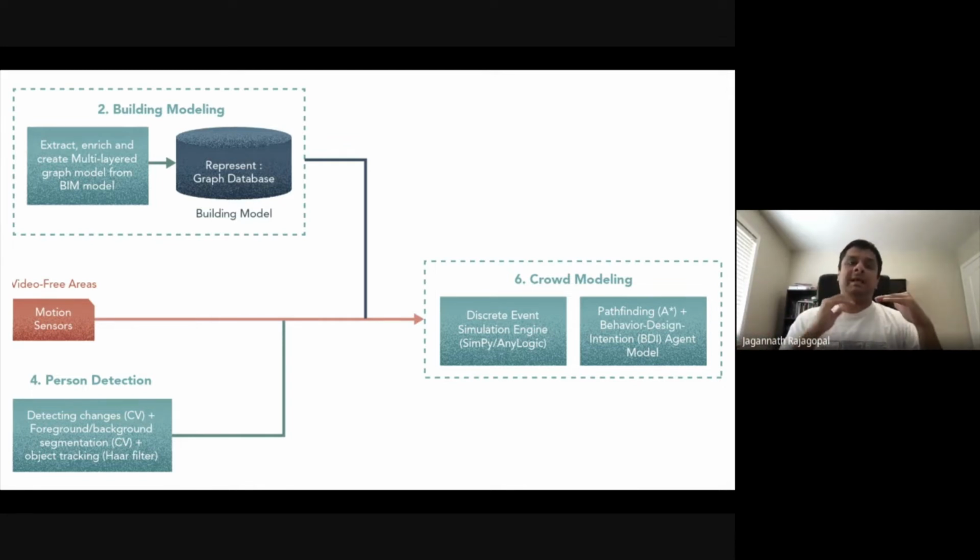Firstly, we use a discrete event simulation engine to do the simulation. SymPy is an example. Any logic is also an example. I believe that one is commercial. All of these are just examples. And then the other part is the solver, where you do pathfinding using A star. And then, like I mentioned before, a BDI agent model. It's a pre-processing stage. It's prepped for the agent-based simulation that you'll see in the next step, which is step 7, behavior model. This is what crowd modeling looks like at the detailed technique level.